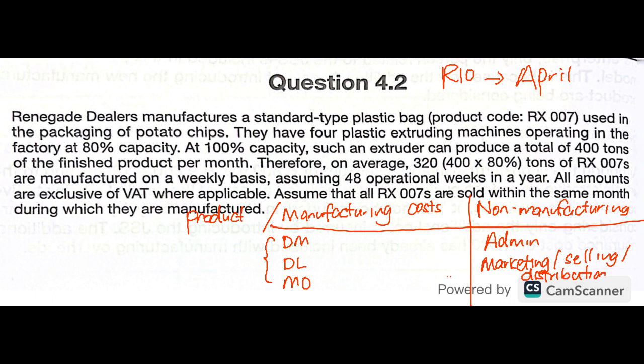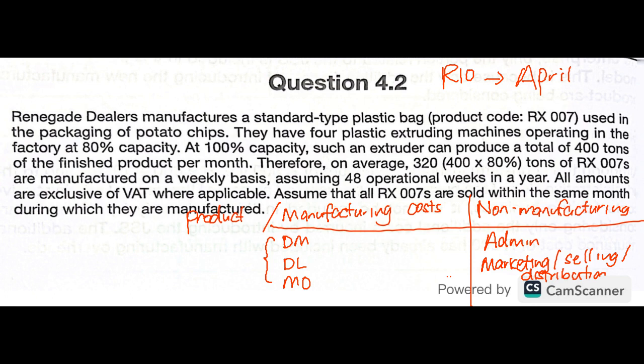Here, direct material can also be variable, meaning that it will change with your level of production. The more you produce, the more direct material or raw materials you'll need. The less you produce, the less material you will need. So that's your direct material.